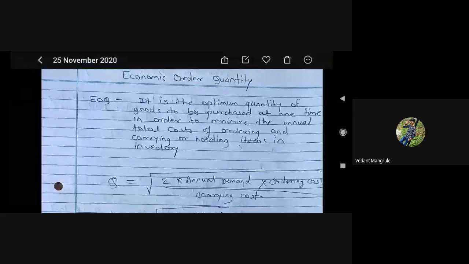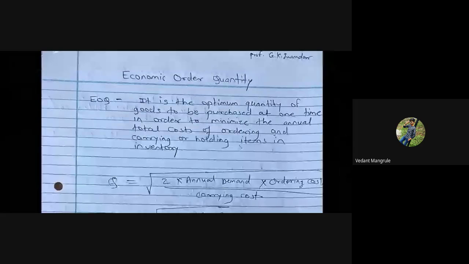Freezing is required for different components, so definitely the holding cost may increase. According to the holding cost and the ordering cost, we have to manage our total inventory. For that purpose, the EOQ is the optimum quantity of goods to be purchased at the time of order to minimize the annual total cost. Annual total cost is nothing but the ordering cost and the carrying cost. We will study in detail which points are included in the ordering cost and which in the carrying cost or holding cost.